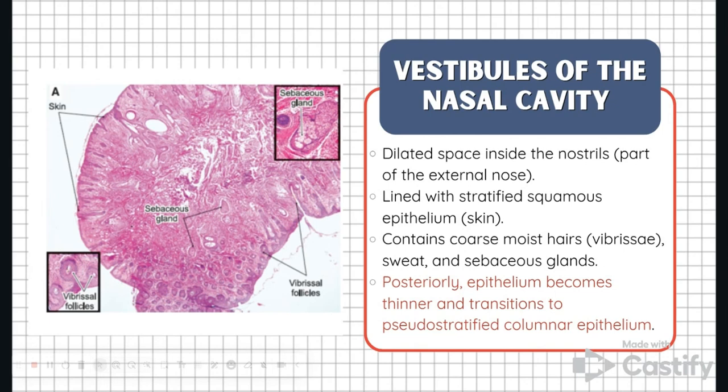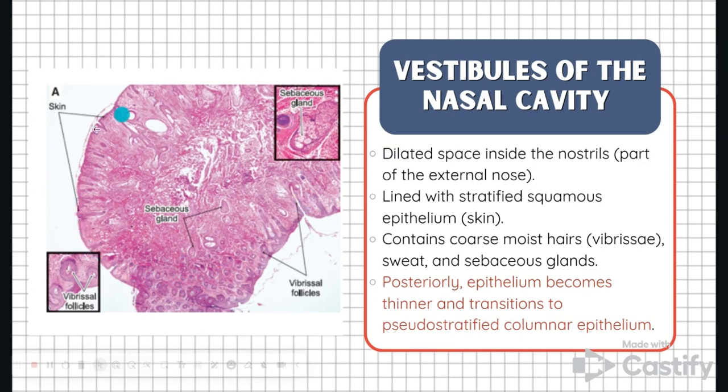Posteriorly, the epithelium is going to transition. At the front it's going to be stratified squamous, and it's going to transition to become pseudostratified columnar, because we know that the respiratory epithelium is pseudostratified columnar. Okay, but if you notice here, these are the sebaceous glands, the vestibular follicles. So this is where we are in the vestibule.